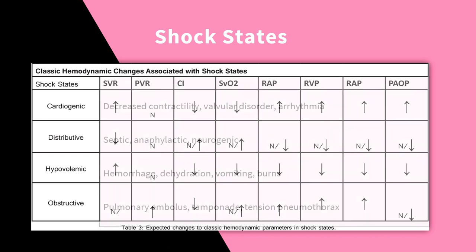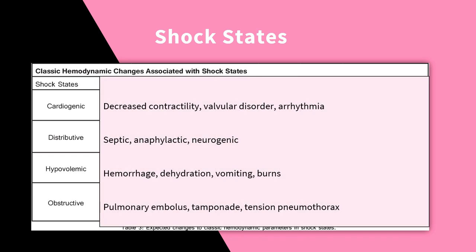So for cardiogenic shock, I want you to think of decreased contractility, valvular disorder, or arrhythmia, which will hopefully be identified on the monitor. Distributive shock will mostly include septic shock in the emergency department. However, anaphylactic and neurogenic shock are two other forms that hopefully will be provided with history and physical exam. Hypovolemic shock includes hemorrhagic shock, but also dehydration, vomiting, and burns. And then finally, obstructive shock, where ultrasound really shines, includes pulmonary embolus, pericardial tamponade, and tension pneumothorax.